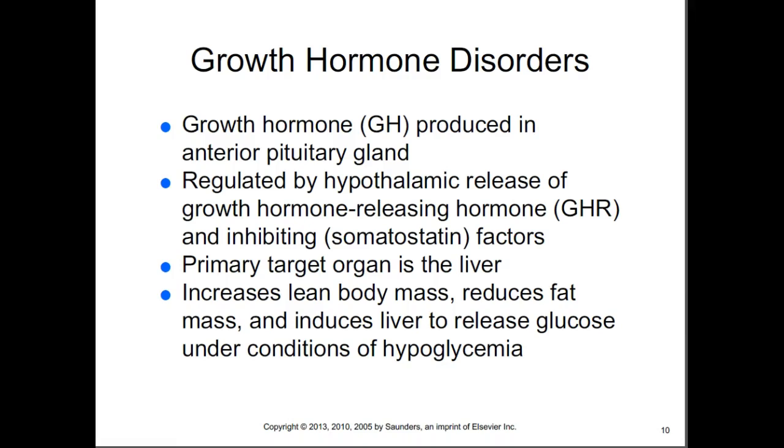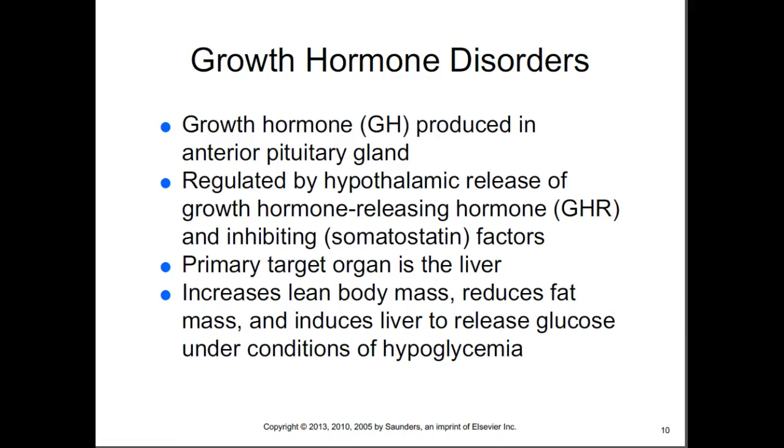Growth hormone is produced in the anterior pituitary, and is regulated by the hypothalamic release of growth hormone releasing hormone and the inhibiting factor, somatostatin. The primary target organ is the liver, because that's where we go to release growth factors. And why might we do that? That's something you're going to have to review back in chapter 39 or in your physiology book. The reason we do that is because growth hormone has a very short half-life, and growth factors have a much longer half-life.